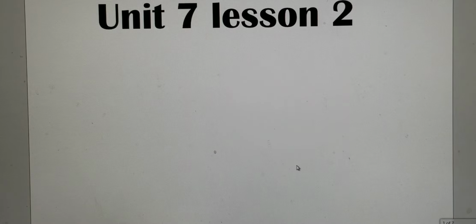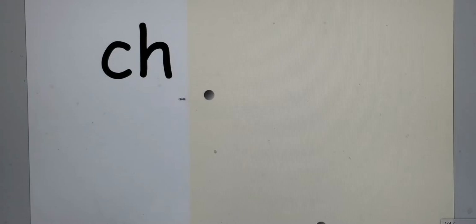Wonderful, boys and girls. Today we're going to continue with Unit 7, Lesson 2. So, what did we learn yesterday, boys and girls? We learned a sound, and that sound was the digraph CH. And what sound does that make, boys and girls? The ch sound. Everybody, let's say it together. Ch, ch. Excellent, boys and girls.